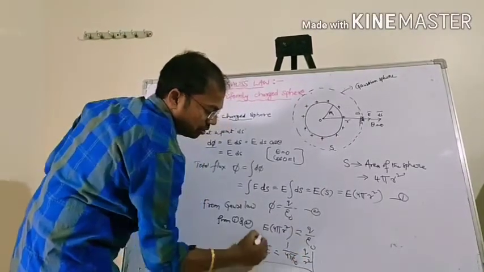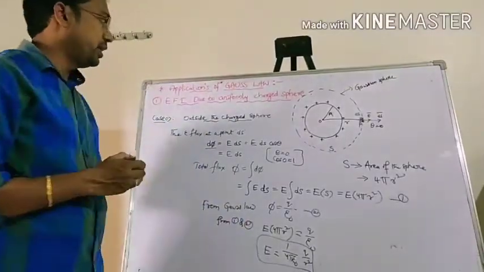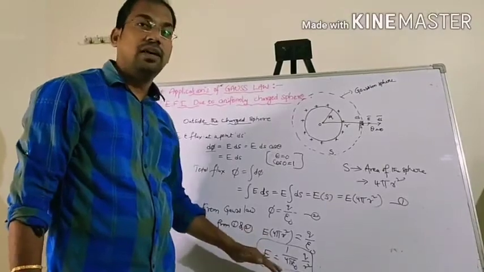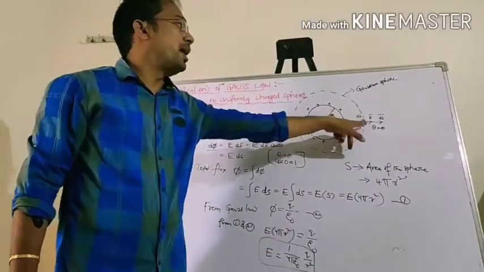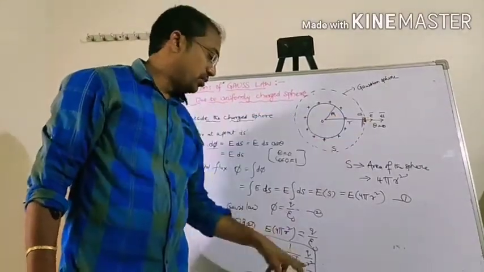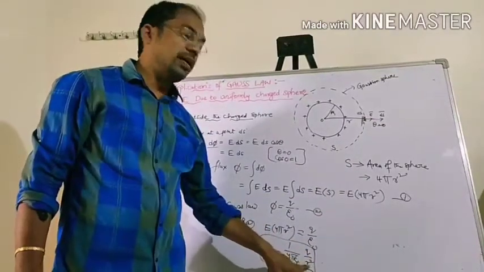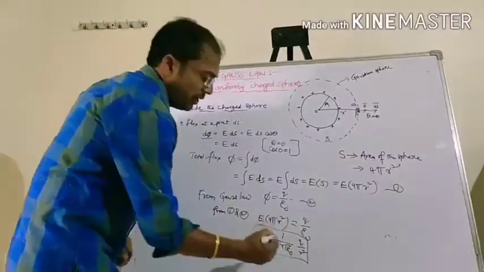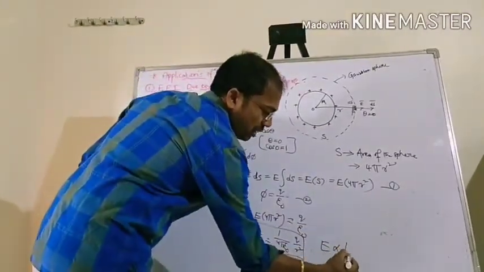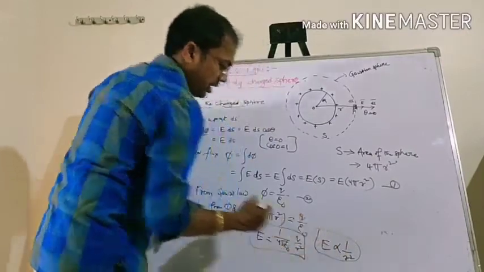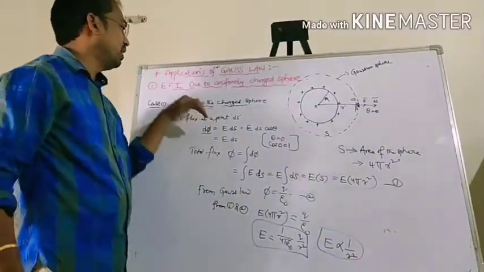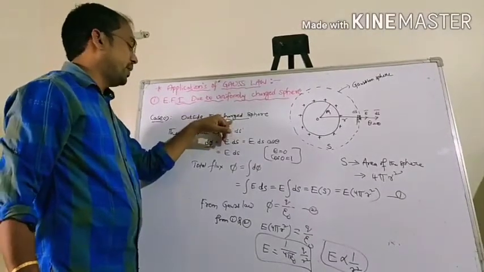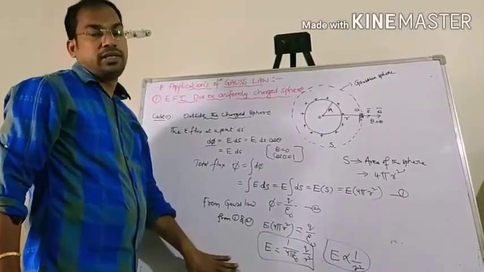E equals 1 by 4 pi epsilon naught q by r square. Here E capital indicates the electric field intensity at a point P, where q is the charge and small r is the radius of this Gaussian sphere. So simply we can write E proportional to 1 by r square. This is the first case, where we have found the field outside the charged sphere. Next we will go to the second case.